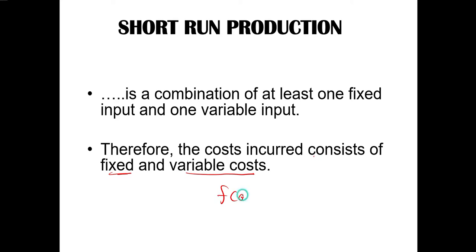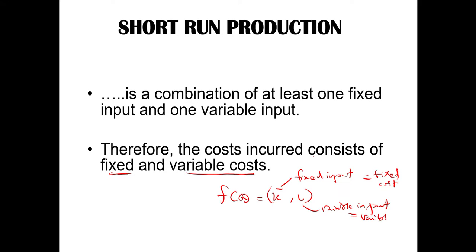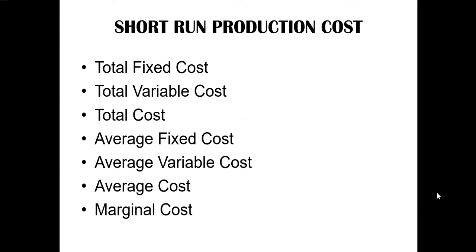Sebab short run, FQ equals to K and L. The K with hat meaning that this is fixed input. Okay, while L is variable input, so the cost here will be fixed cost and the cost here will be variable cost. Jangan fikir rumit, it's very simple actually. Okay, so we will focus first with the short run cost. Okay, long run cost nanti kita akan belajar. Kita tak akan belajar calculation untuk long run cost, dia lebih kepada construction of diagram.